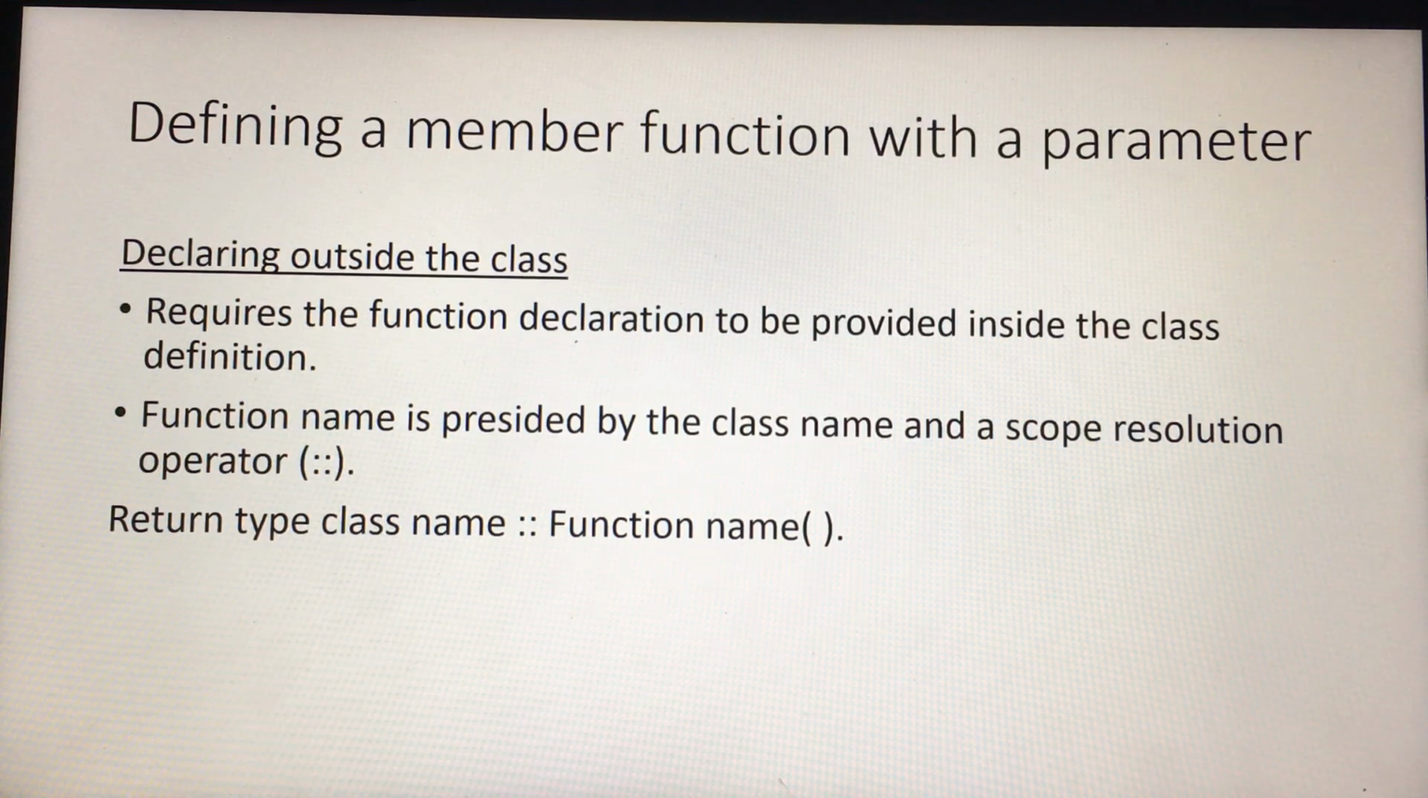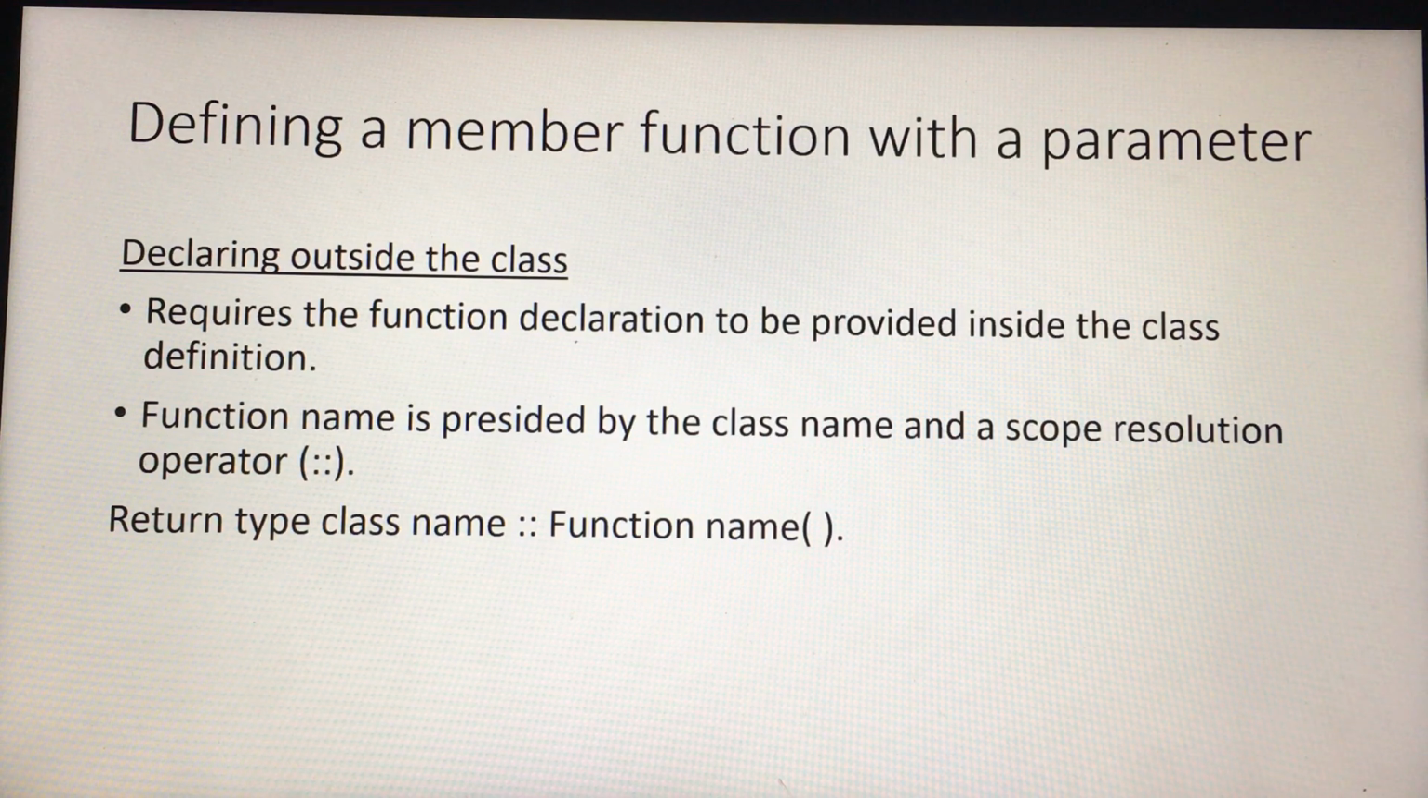So this declaration informs the compiler that the function is a member of the class and it has been defined outside. This is the syntax, which you can see at the bottom, the sentence which is written. That's how you write it. You write the return type, class name, you put the operator, and then the function name.